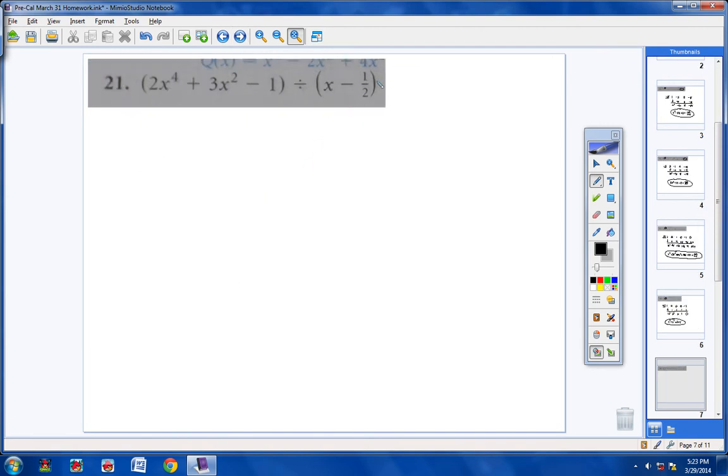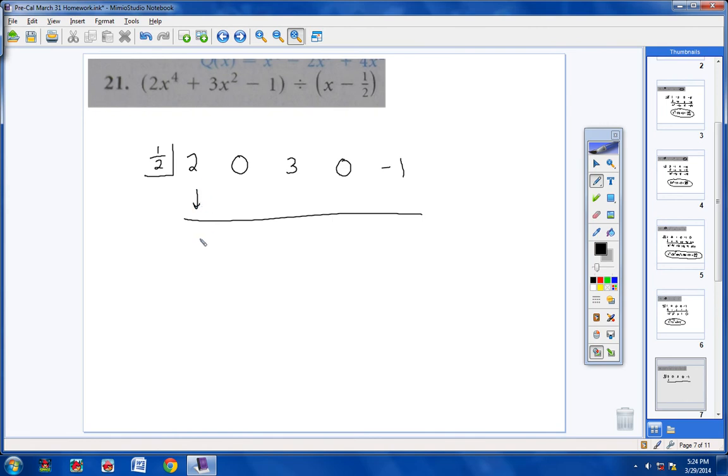And of course, they would have to throw a fraction at us, which is fine. Notice your divisor is x minus 1/2, so we can definitely use synthetic division. Because you have a negative 1/2, I'm going to put a positive 1/2 in my box here. And here we go. The coefficient for the x to the 4th would be 2. There is no x cubed, so I will put a 0. The coefficient of the x squared is 3. There is no x, so I will put a 0, and your constant term is negative 1.